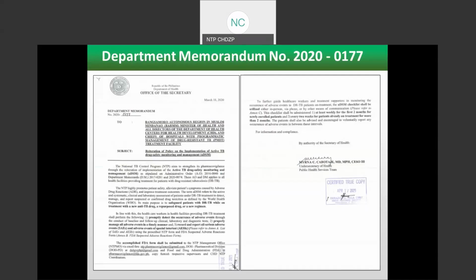The Department of Health issued Department Memorandum number 2020-0177, which reiterates the policy on the implementation of active TB drug safety monitoring and management, or aDSM. So this department memo is all about the reiteration of the implementation of the aDSM. It was released last April 21, 2020, signed by Undersecretary Myrna C. Cabotaje.